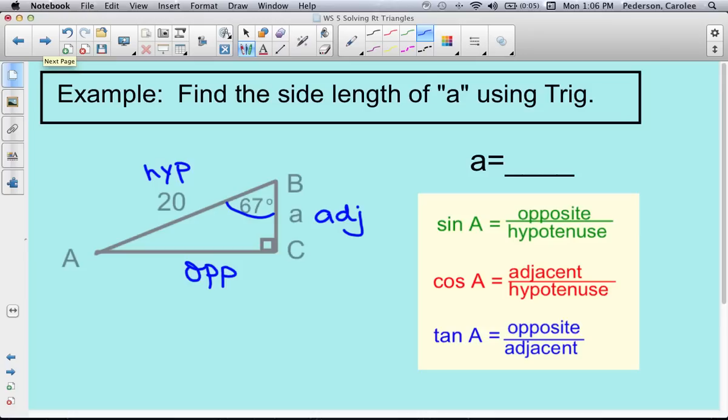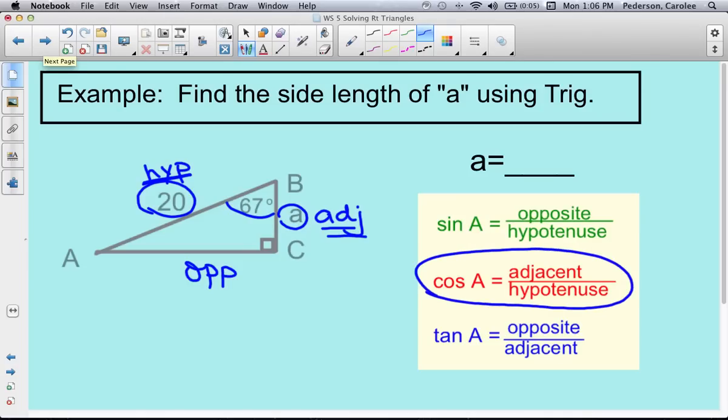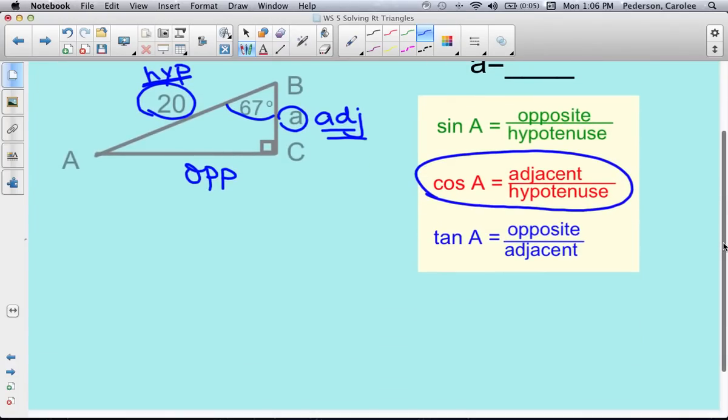Now we have to choose the correct trig function in the yellow box. So the 2 sides we're working with are 20 and A. We want to choose the trig function that has adjacent and hypotenuse in it. Well, that is right here. The cosine of A equals adjacent over hypotenuse. So we're going to set up an equation. The cosine of angle B, which is 67 degrees, equals adjacent, which is A, over the hypotenuse, 20.